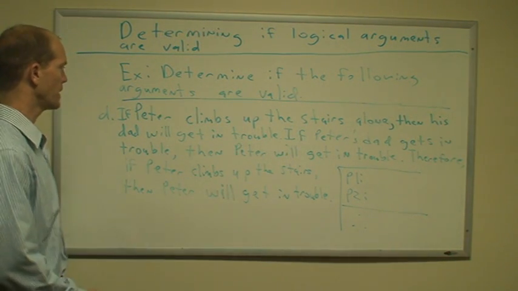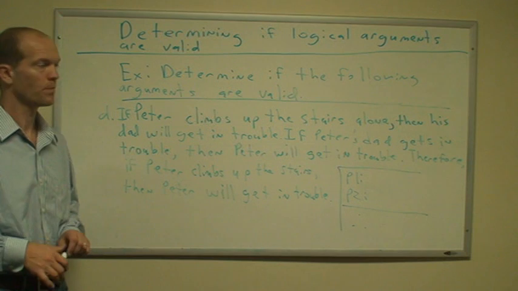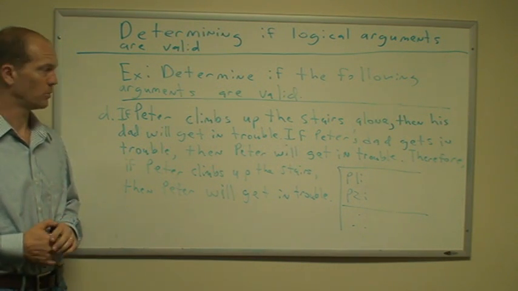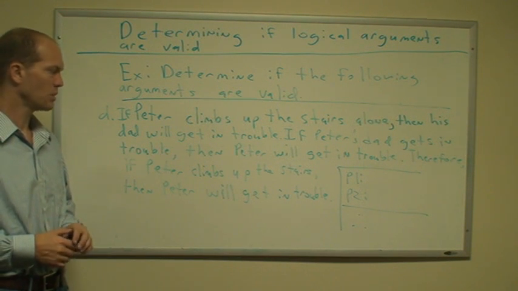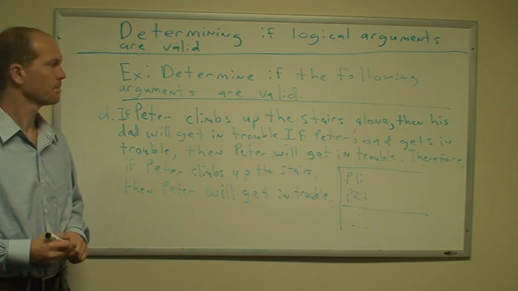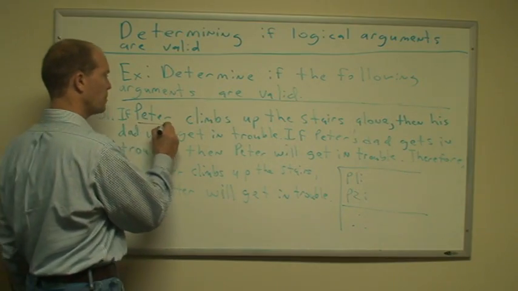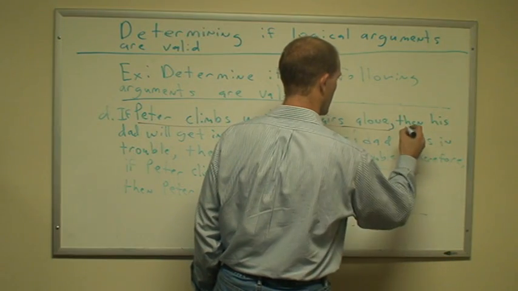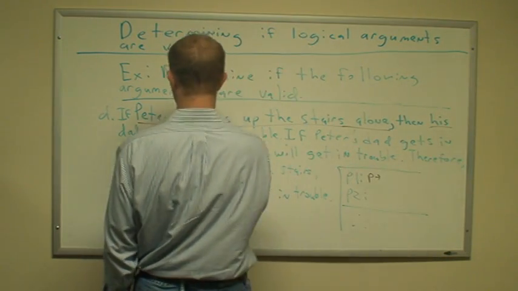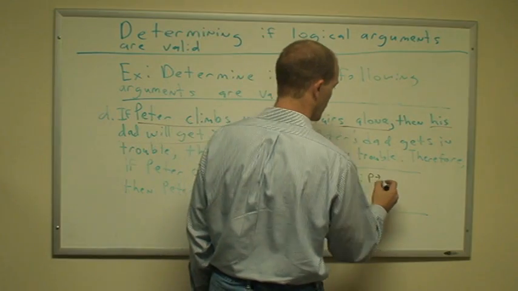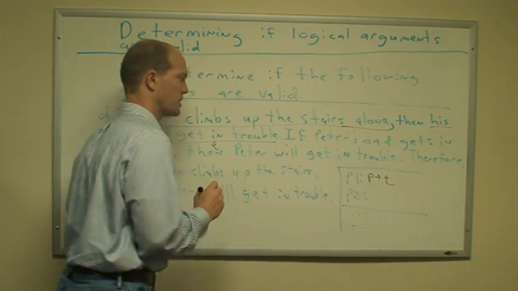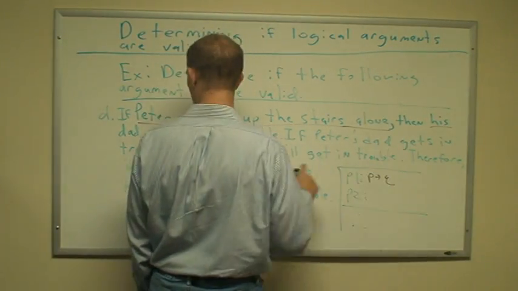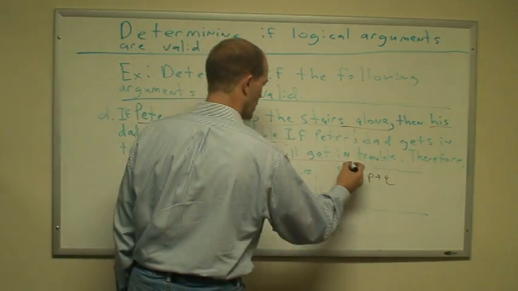In this example, the argument reads: if Peter climbs up the stairs alone, then his dad will get in trouble. If Peter's dad gets in trouble, then Peter will get in trouble. Therefore, if Peter climbs up the stairs alone, then Peter will get in trouble. Here, we're going to take P to be Peter climbs up the stairs alone. His dad will get in trouble will be Q. So the first premise should be if P then Q. The second premise, Peter's dad gets in trouble, that was Q, then Peter will get in trouble.